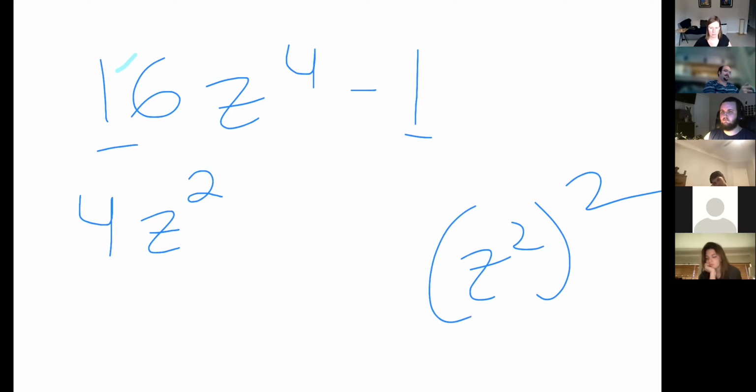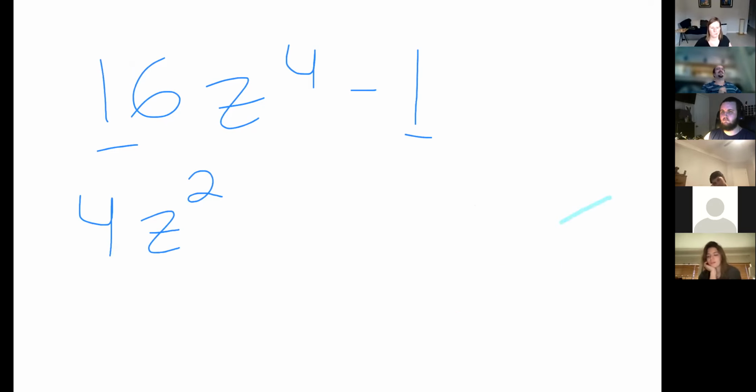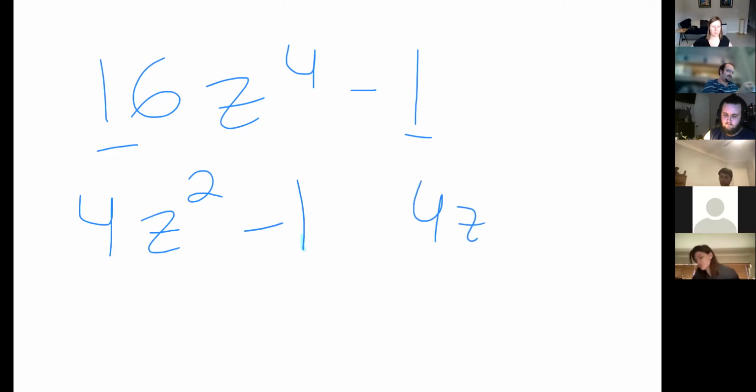That's right. We're basically halving this thing, right? When we take the square root, we're going to halve that index, the exponent up there. So we get 4z squared, and one of them is -1 and the other is +1. Yep, 4z squared -1, and the other one is 4z squared +1. If you did this, this is really great.